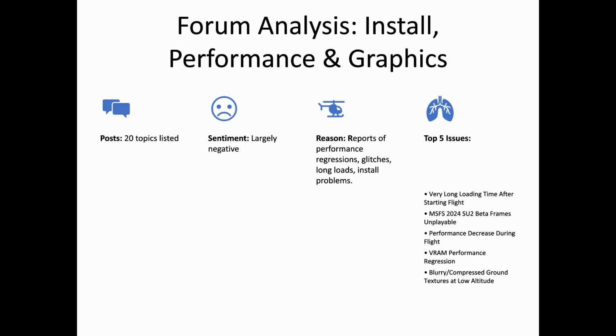As well as the VRAM performance regression. Well, I didn't look specifically at the VRAM, but I have a look at the internet because there are a lot of people who are monitoring the performance for you and let you know how it is in sim update number 2. Then the blurry compressed ground textures at low altitude. Yeah, there are some spaces which are not that good. However, based on some testing, I think it might be improved in the latest build, but not 100% sure yet because I didn't play it that much yet.